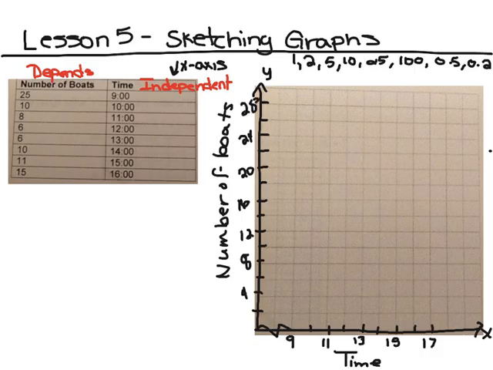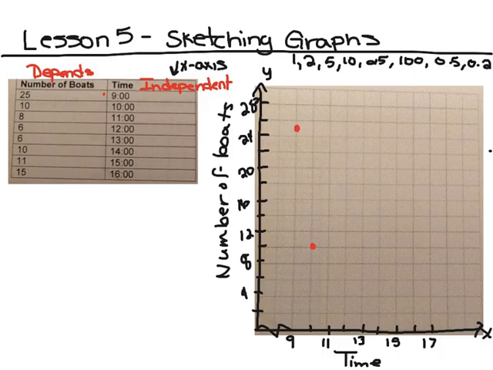Now you're going to plot each point. So for the first one, at 9 o'clock we have 25 boats. So that would be right here between 24 and 26, right on the line. At 10 o'clock we have 10 boats. Oh, I put that in the wrong spot. That's why it looks silly.